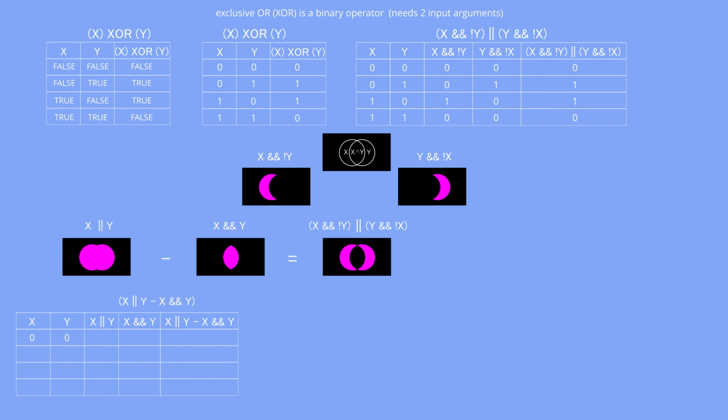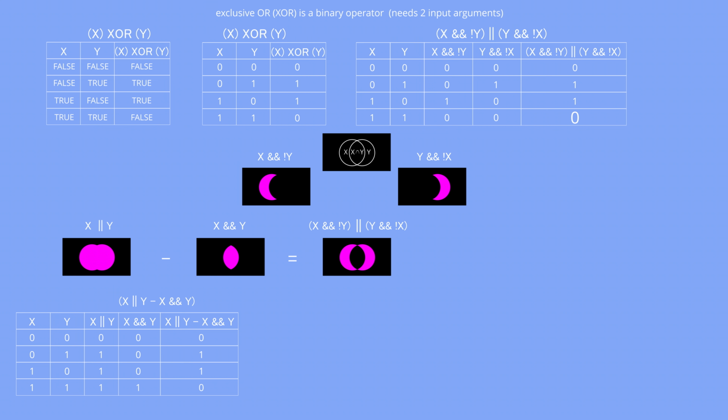0 or 0 equals 0. 0 and 0 equals 0. 0 minus 0 equals 0. 0 or 1 equals 1. 0 and 1 equals 0. 1 minus 0 equals 1. 1 or 0 equals 1. 1 and 0 equals 0. 1 minus 0 equals 1. 1 or 1 equals 1. 1 and 1 equals 1. 1 minus 1 equals 0.